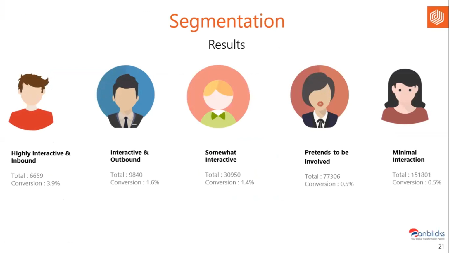So these are those 5 clusters, with the first cluster being named as highly interactive and inbound based on the observations. This cluster was very responsive and also proactive in asking questions or responding to the emails, and a high conversion ratio was observed, with a conversion ratio of 3.9%. The last 2 clusters are named as pretends to be involved and minimal interaction because their response rate was low and the conversion rate is also low, that's 0.5.